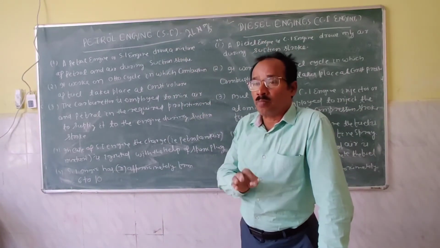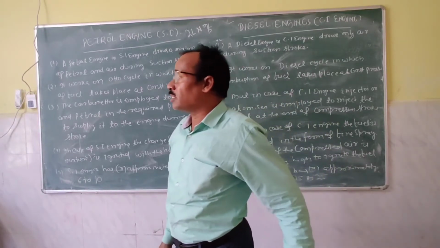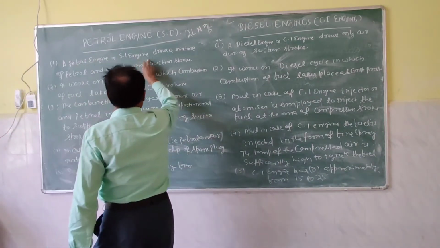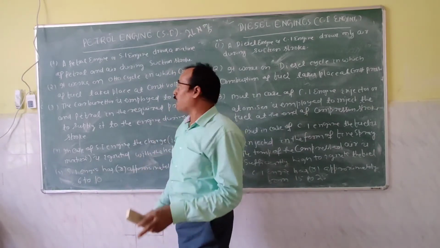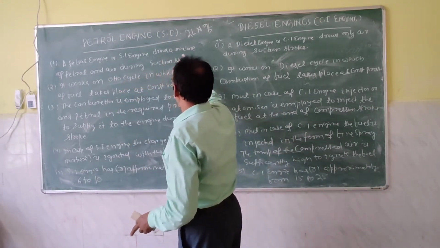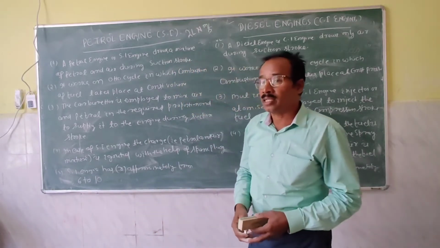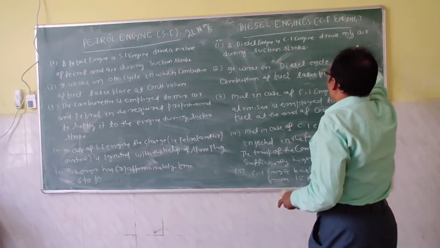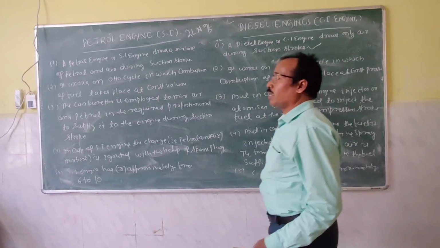That means compression ignition engine. First difference is a petrol engine or SI engine draws a mixture of petrol and air during suction stroke. But in case of diesel engine or CI engine draws only air during suction stroke.